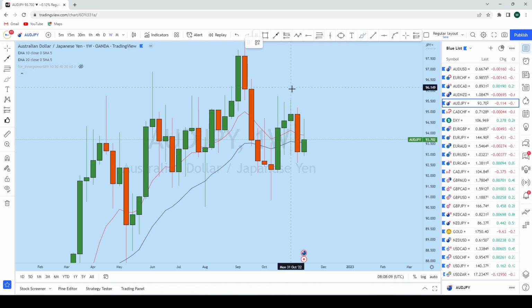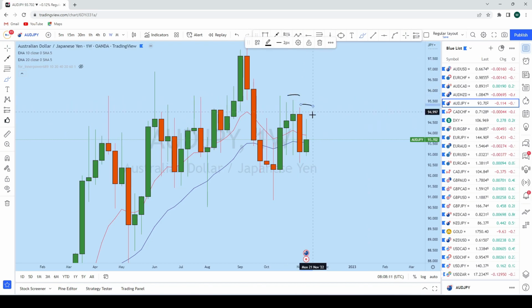If you look at the top of this weekly candle, you see that every week the price was creating a series of lower highs. So what we can expect on Aussie yen is the price to respect the resistance and then to come back down again. It is highly likely that Aussie yen might create another bearish candle to the downside after testing the top of this trend line.